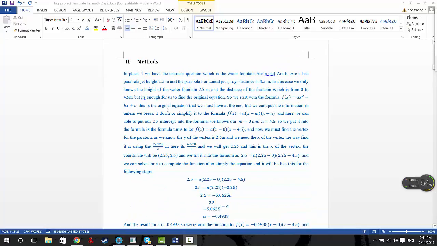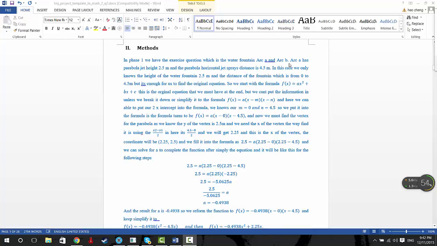Okay, so the method. In phase 1, we have the exercise questions, which is the water fountain arc A and B. The question is asking, arc A has a parabola jet height of 2.5 meters and the parabola horizontal jet spray distance is 4.5 meters. In this case, we only know the height of the water fountain, 2.5 meters high, and the distance of the fountain, which is from 0 to 4.5. But it's enough for us to find the original equation.